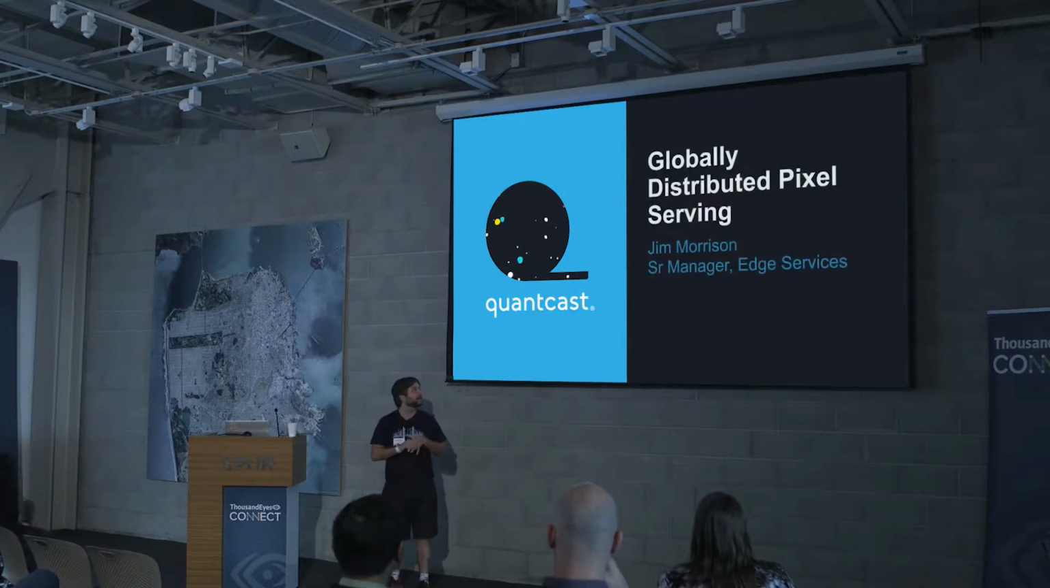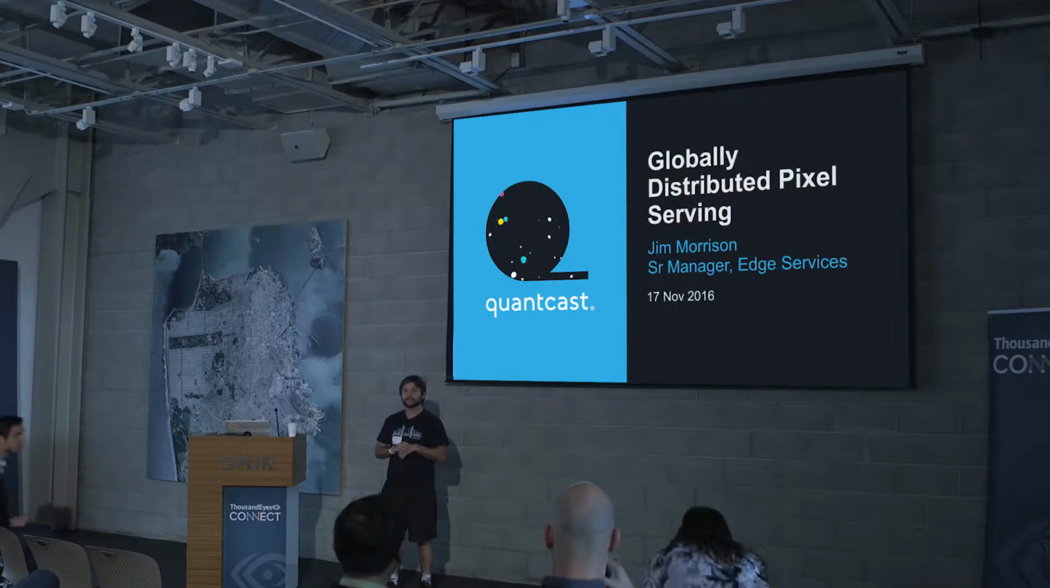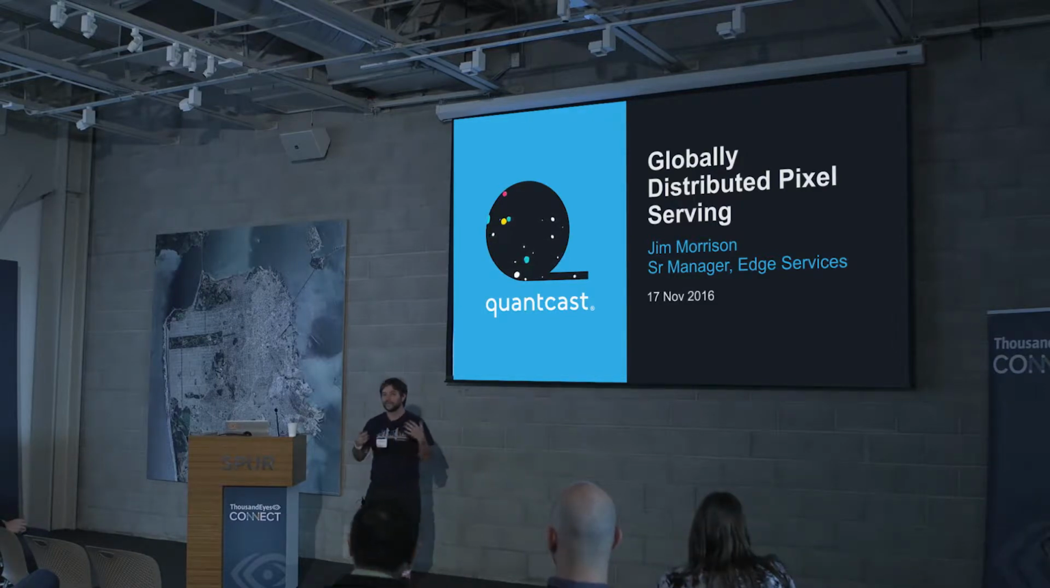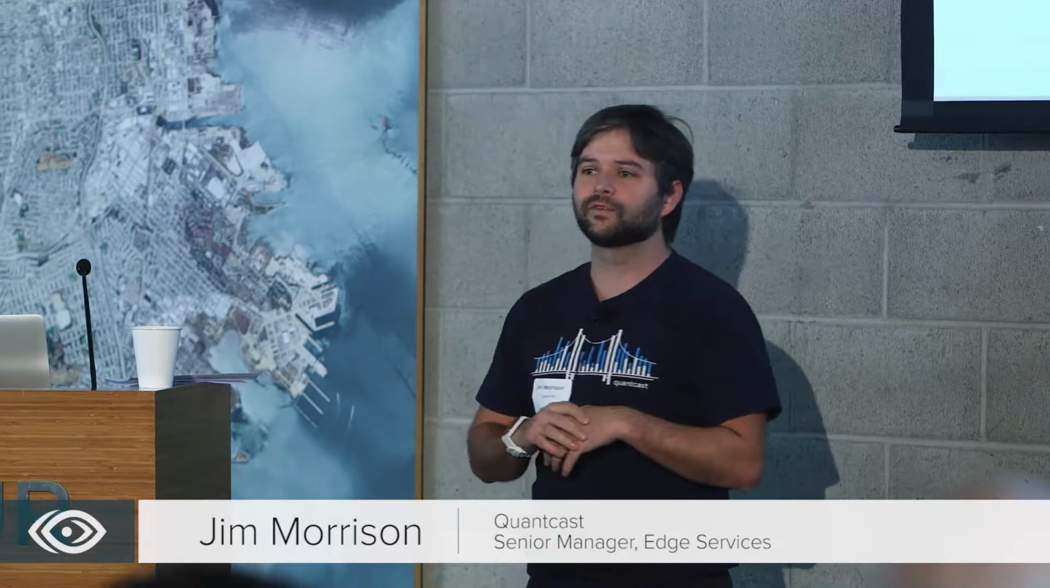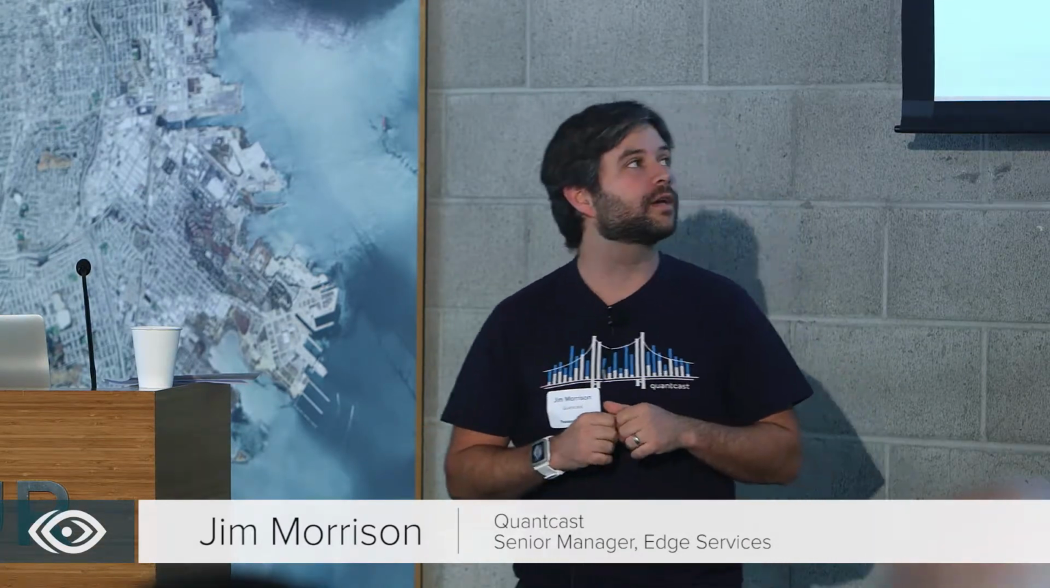I am from Quantcast, and I'm the manager of our edge systems, which means I manage our high throughput, low latency serving systems. High throughput, we're at about 2.5 to 3 million requests per second that we're serving. That's across our two products, Measure and Advertise. I'm just going to talk about Measure today.